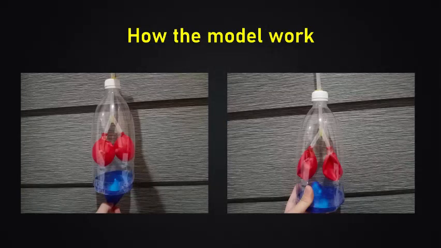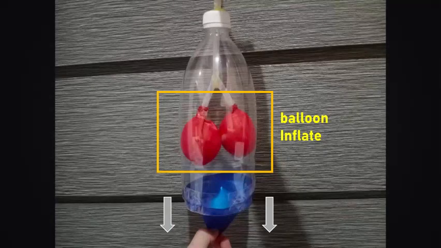Next, we will explain how this model works. When we pull the big balloon downwards, the two small balloons will inflate. Why? Because the volume inside the bottle increases. When the air pressure inside the bottle becomes lower than the atmospheric pressure, air is drawn into the small balloons.